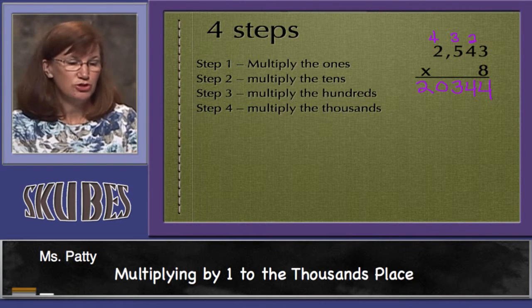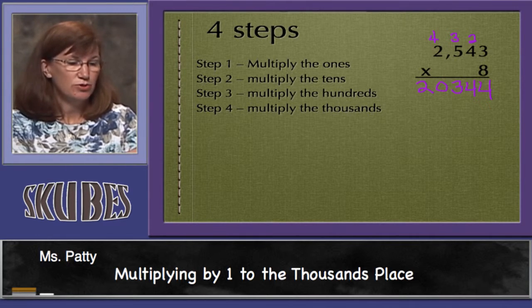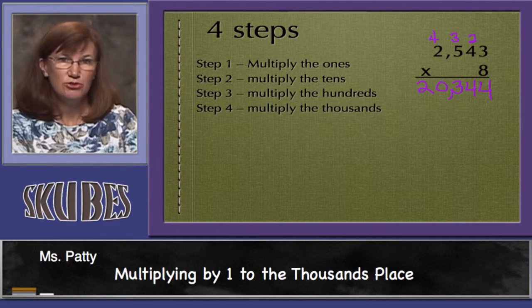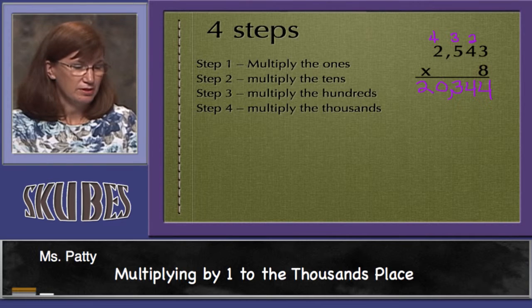Now when you're done, make sure you put your comma in. Count over 3 places from the right, put your comma. Our answer is 20,344.